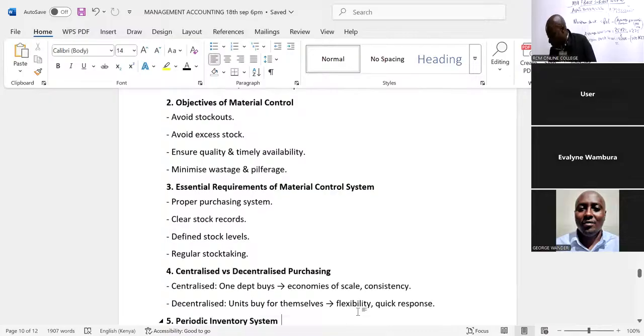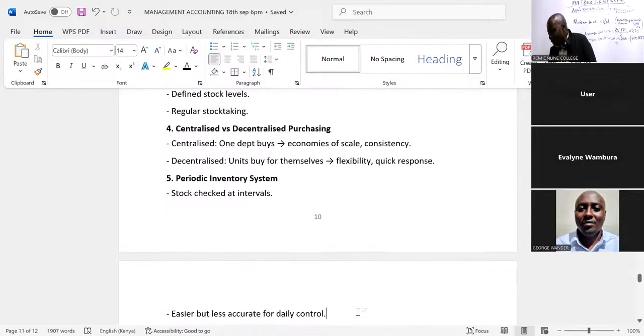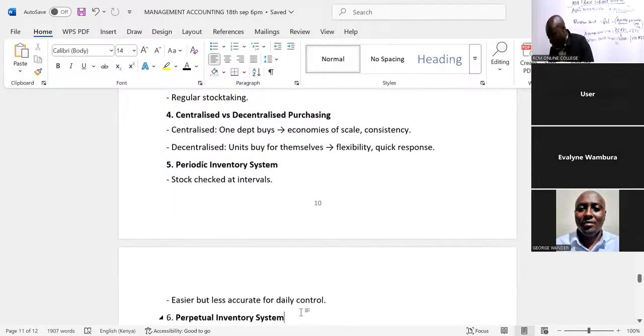Quick response. Periodic inventory system, like the sister told us, she's working for a company that closes shop whenever they are counting their stocks. That's called a periodic inventory system. Stock checked at intervals. It could be monthly, it could be yearly. That's why we are calling it periodic. It is easier but less accurate for daily stock control, because you are waiting for so long to be able to count. In between here, of course, you expect losses.